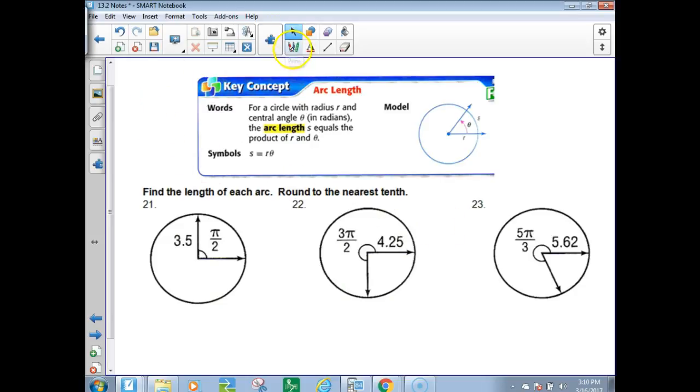Hey, just for fun, what was 180 degrees divided by pi? How many degrees is that? 57.2 and then a 9? Okay, round it for me to the nearest tenth. That's what I thought. Okay. That's 1 radian. That's how big a radian is.